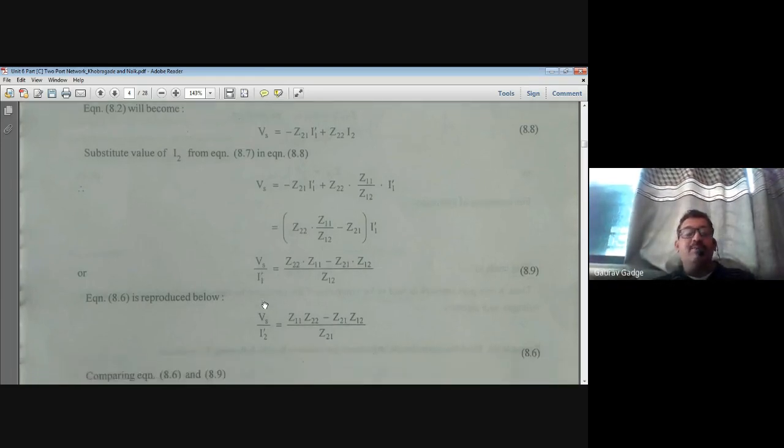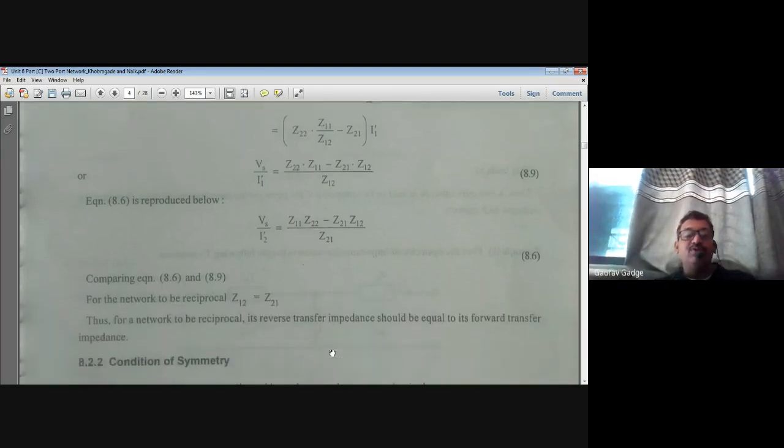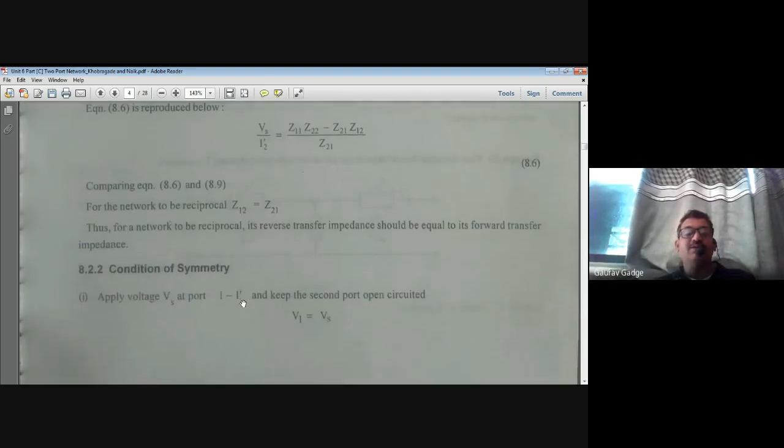So this is 8.9. Now let us write the first equation 8.6, right? Which is again input voltage upon output current. So you just check, Z12 and Z21 are the only differences. Otherwise, the rest of the equation is the same. So for the network to be reciprocal, means similar, Z12 must be replaced by Z21. So this is the condition called the reciprocity condition. So thus for a network to be reciprocal, its reverse transfer function should be equal to its forward transfer function.